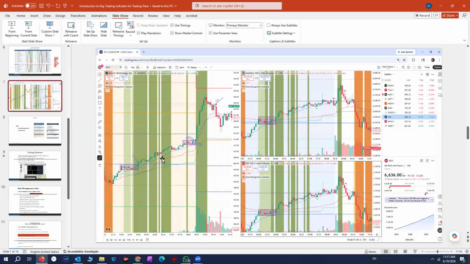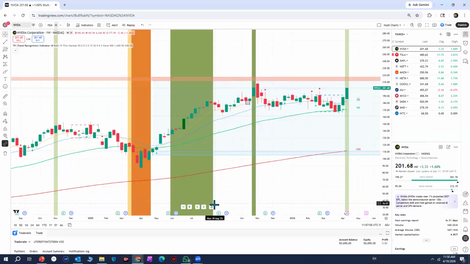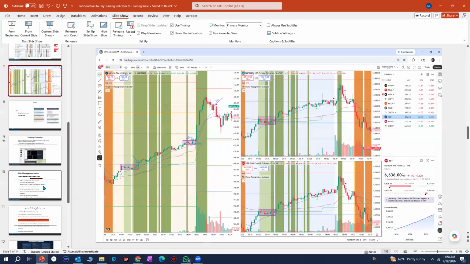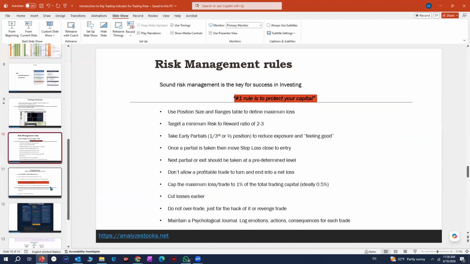My target is done. I'm finished for the day. That's it, as far as the day trade is concerned. And I'm telling you this from my practical experience, not someone else's. It's a trap that everyone very quickly falls into. So going back to our risk management rules, I can share the slides with risk management.